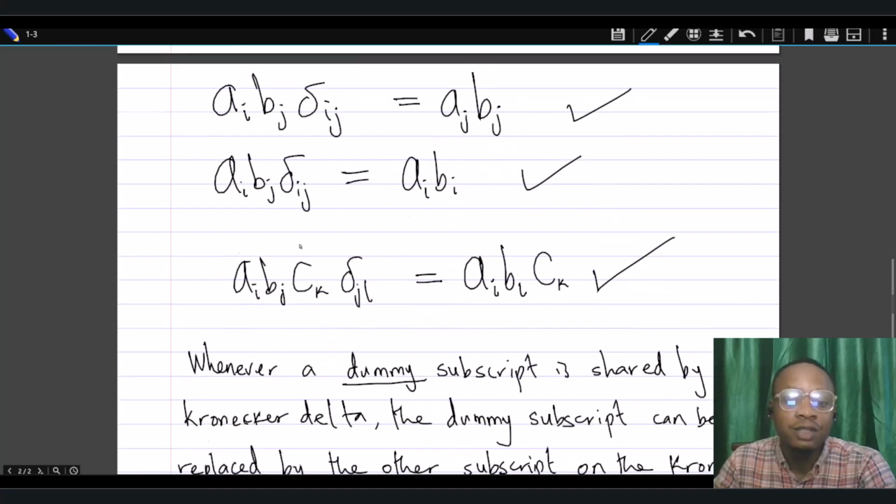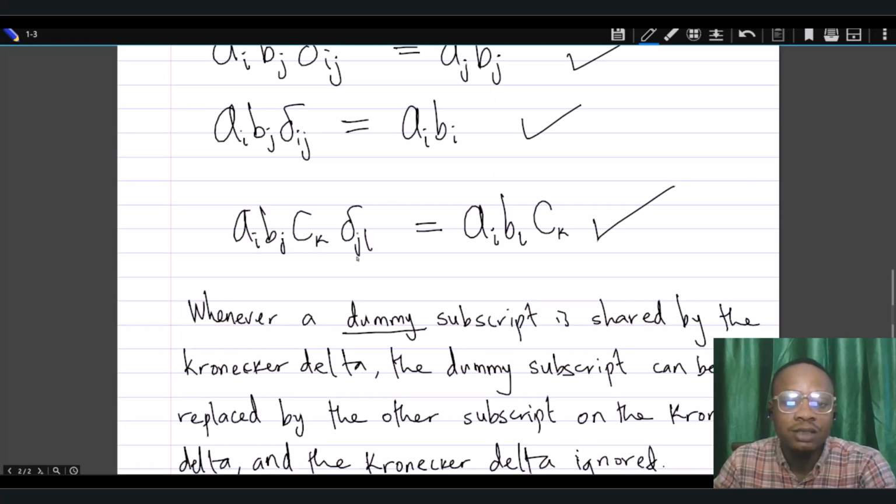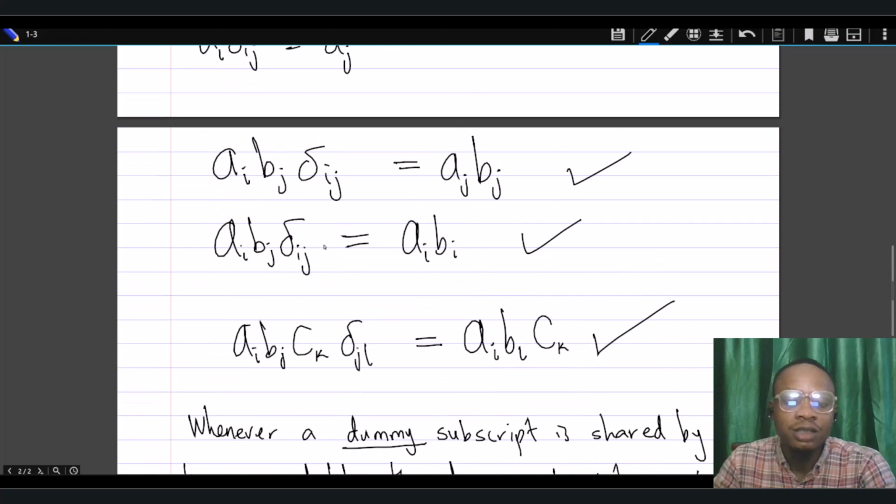And the same thing applies here. Dummy subscript, where is it? This is J, this is J, it appears twice. That's a dummy subscript by our definition, by our convention so far. So we can replace that dummy subscript J by L and forget about the Kronecker delta. That's exactly what we did here. The same thing here: the dummy subscripts here are two, but we just take one of them at a time. If we take J as the dummy subscript this time, then we replace it by the other subscript on the Kronecker delta, I. Then this becomes A_I B_I.